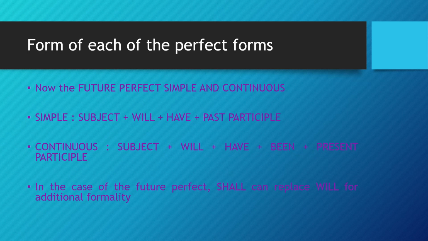And the future perfect, simple and continuous, are as follows. In the simple form, subject plus will plus have plus a past participle. In the progressive form, subject plus will plus have plus been plus a present participle. If you want to be a little bit more formal, you can replace the will with a shall.